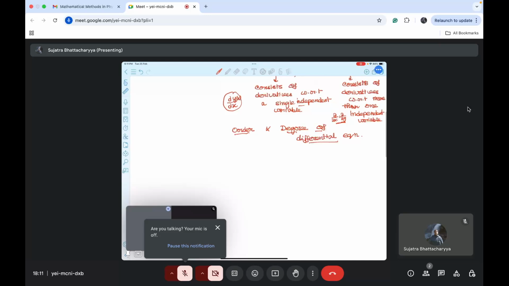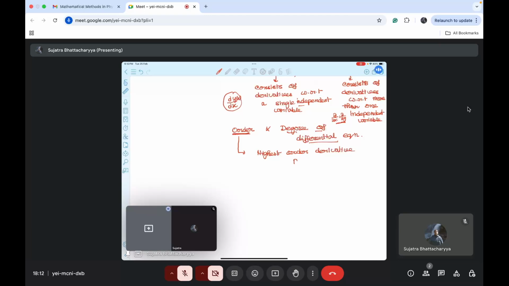So let's write what is the order of a differential equation. So the order is the highest order derivative present in the differential equation. I will give the example. And what is the degree?